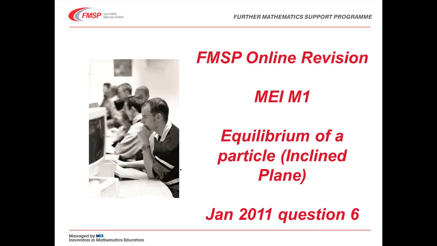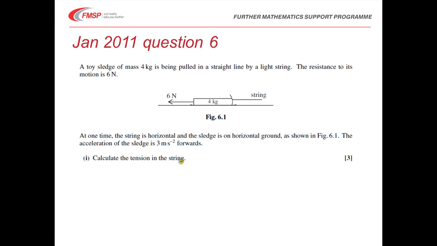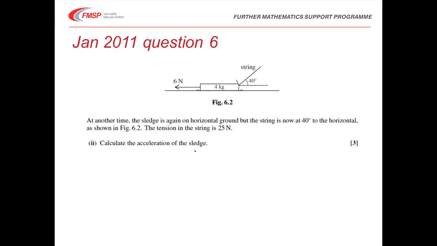We're going to look at January 2011 question 6, where we look at the equilibrium of a particle, and this involves inclined planes. So we'll look through the parts of the question first. There's 4 parts. So we start off with a toy sledge, mass 4 kilograms, being pulled in a horizontal line with a resistance to motion. It tells us some information, and then it says we have to calculate the tension in the string. We're given the acceleration, so that's 3 marks.